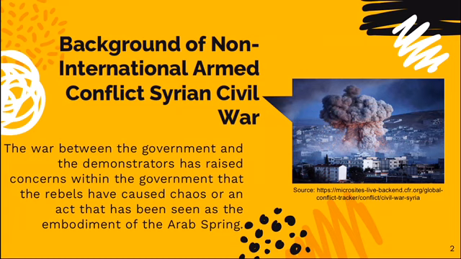The war between the government and the demonstrators raised concern within the government that the rebels had caused chaos, an act that has been seen as the embodiment of the Arab Spring, which the Syrian government did not want to happen. It decided to fight the protesters by labeling them terrorists, as well as anyone who would support them. The wave of democratization in Syria since 2011 has led to a flow of refugees from the Syrian region to Europe.